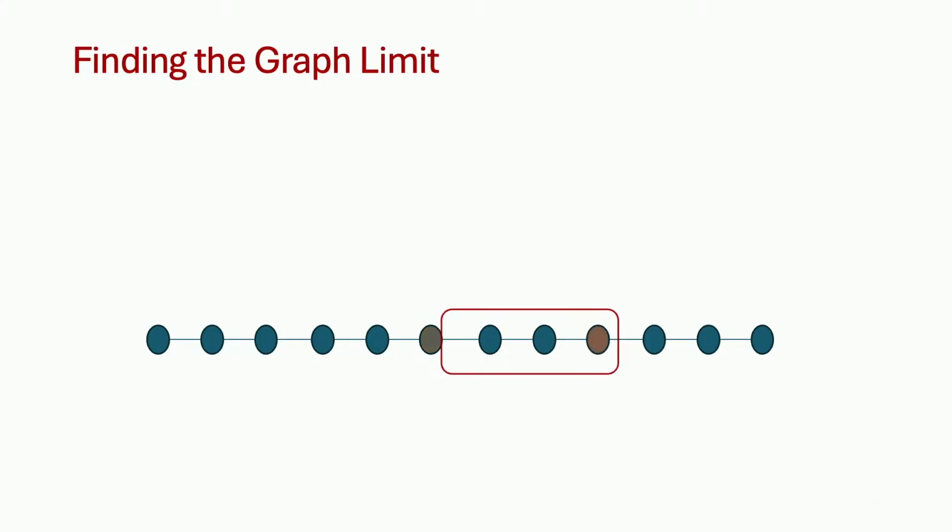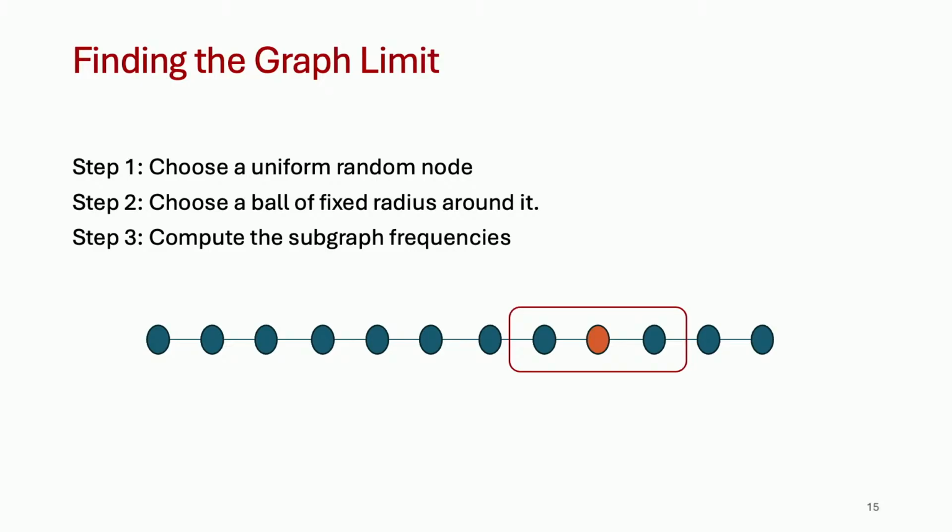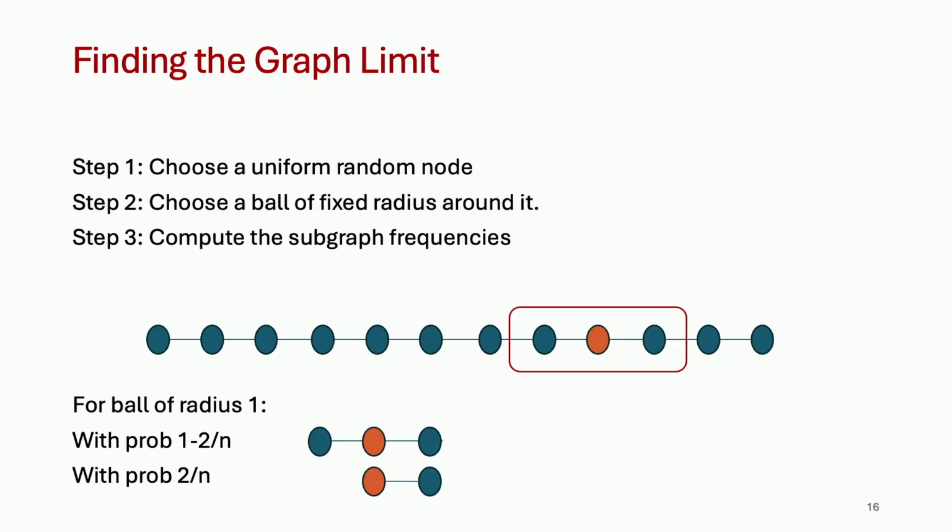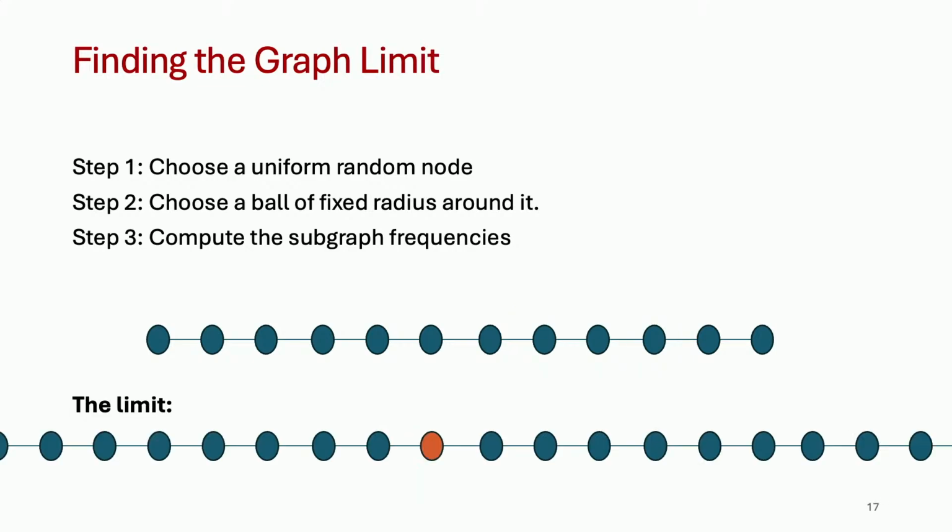So simple. Every time I choose a different uniform random node, I see a subgraph. For radius 1, with probability 1 minus 2 over n, I see the path of size 2. With probability 2 over n, which is the endpoints, I see the path of length n. As I increase the size of the graph, I basically just see the first one. And as I increase the radius, I basically see an infinite path rooted at one point. So this is going to be my limit structure if I just have a path. Okay, this was just a simple warm-up example.